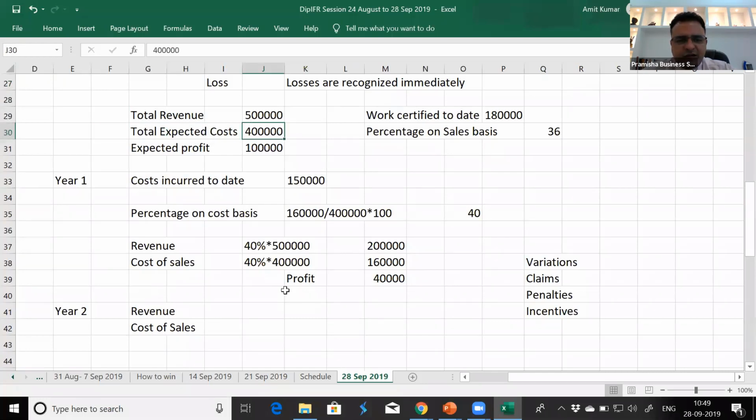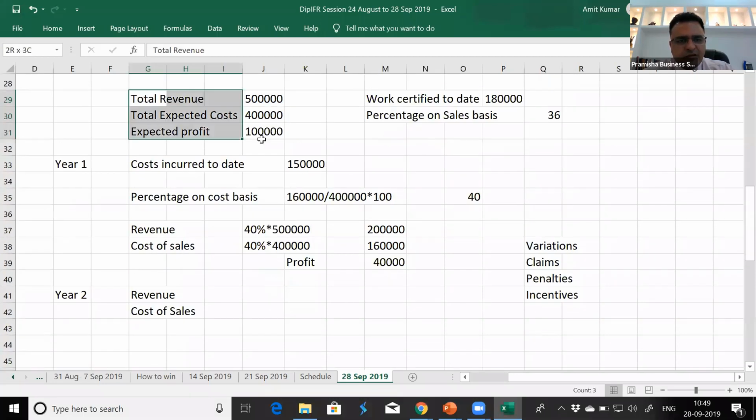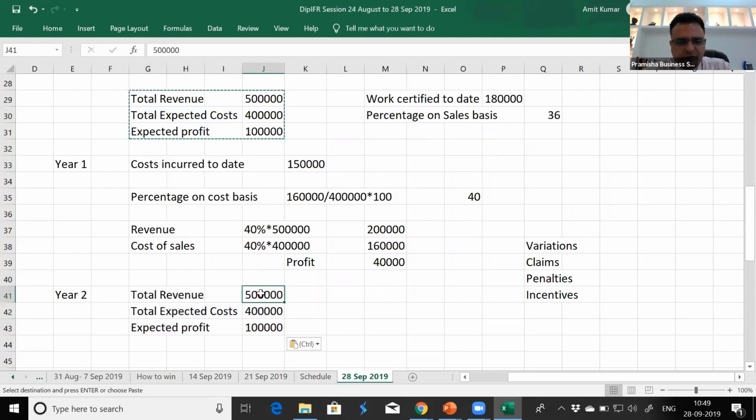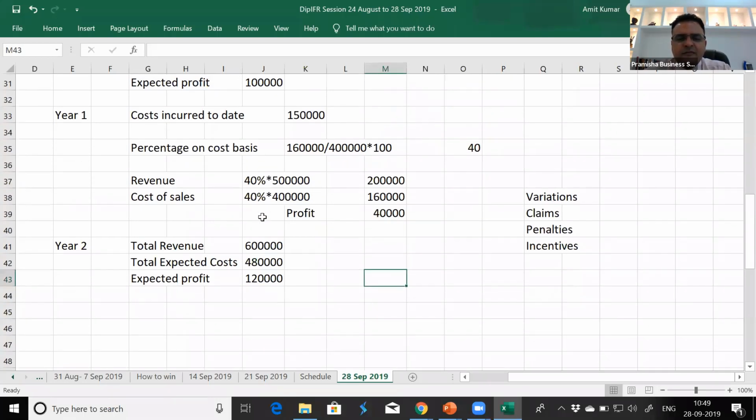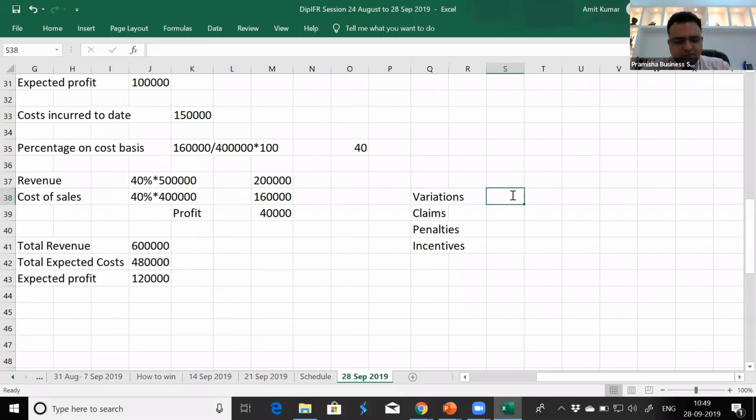So this can change, and the new figures could be these. The total revenue now is 600,000. Total cost will also increase by 80,000 to 480,000, and total expected profit has now increased to 120,000. So we'll not make any changes in year 1. We'll simply apply the new percentages on these new amounts. So variation is agreed between customer and contractor.